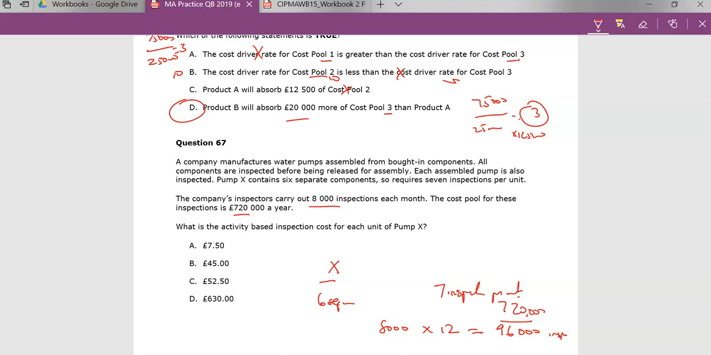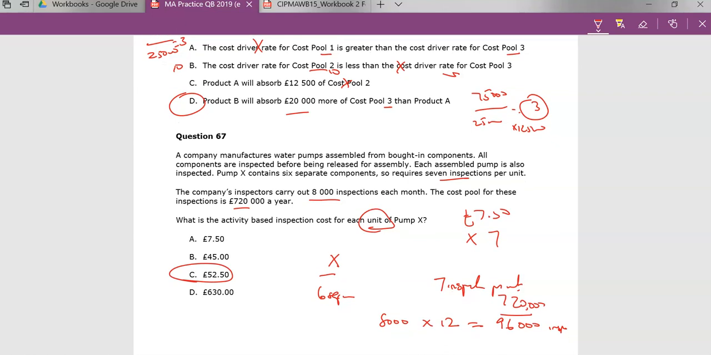So the cost of each inspection is £7.50, but it says that each pump requires 7 inspections per unit, which is what this is asking for. So I need to multiply this by 7, and that takes me to £52.50. That's question 67.